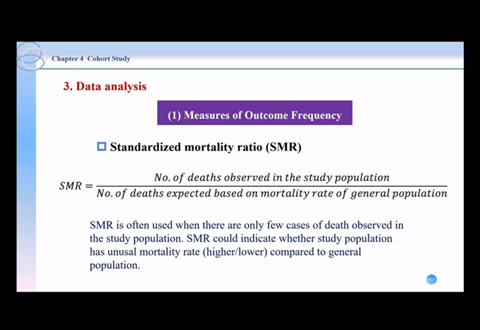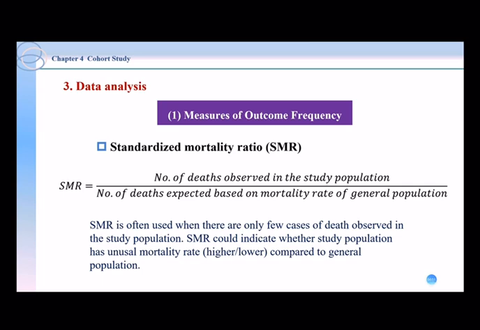The next one is called Standardized Mortality Ratio, SMR. SMR is calculated by the number of deaths observed in the study population divided by the number of deaths expected based on the mortality rate of a general population. This SMR is usually used when there are only a few cases of deaths observed in the study population.